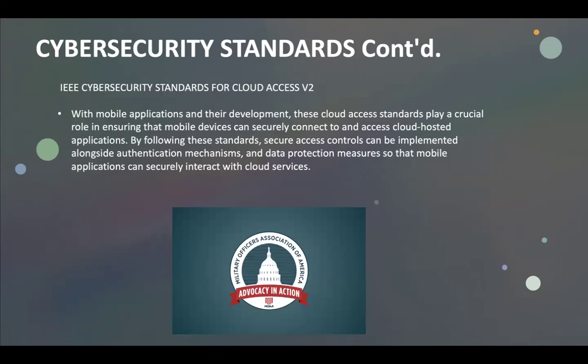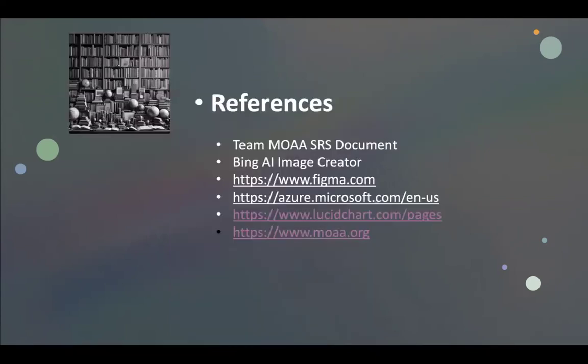With these mobile applications and their development, these cloud access standards play a crucial role in ensuring that mobile devices can securely connect and access cloud-hosted applications. By following these standards, secure access controls can be implemented alongside authentication mechanisms and data protection measures so that mobile applications can securely interact with cloud services.